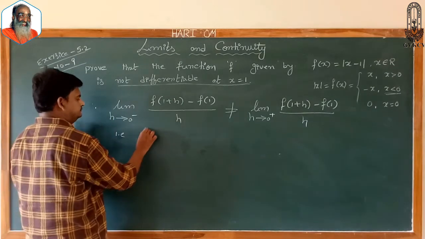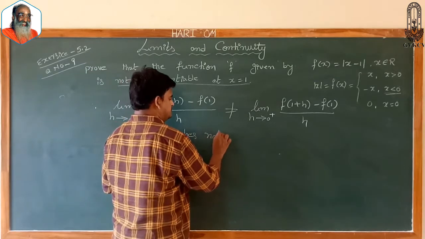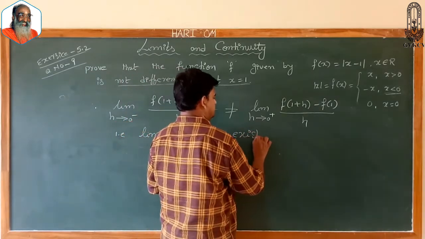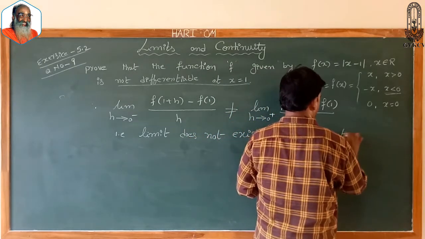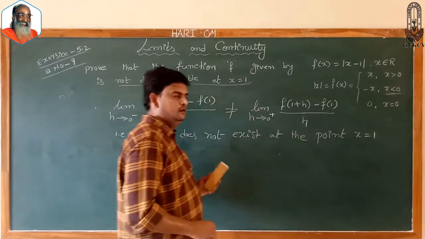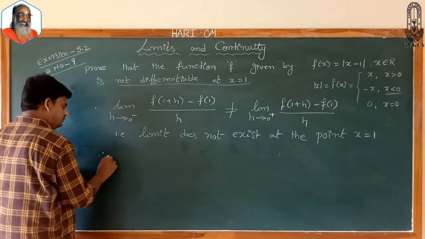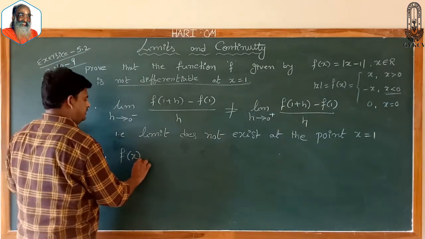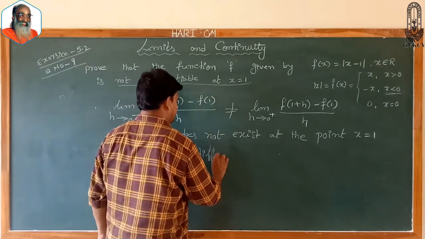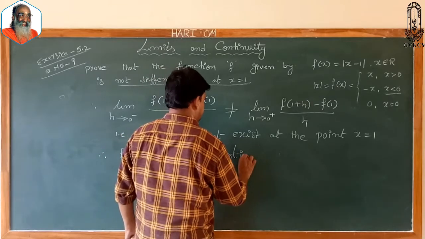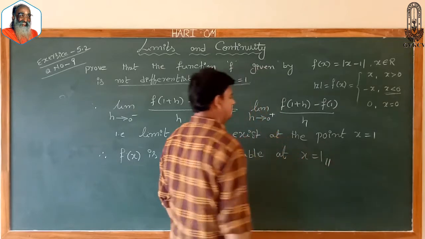That is, the limit does not exist at the point x is equal to 1. When the limit does not exist at the point x is equal to 1, therefore f of x is not differentiable at x is equal to 1.